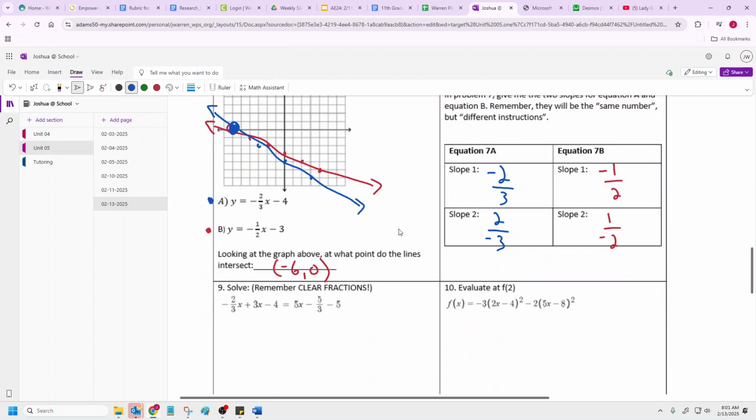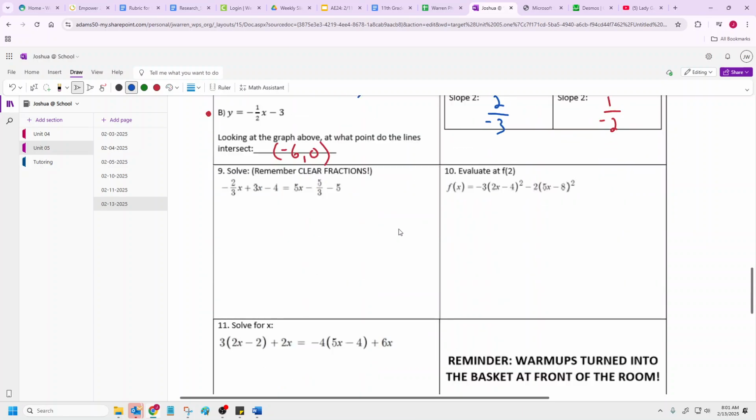All right. Let's go ahead and go to number 9. Check this out. I am showing you a trick on how to clear fractions. When you see fractions in an equation, the first thing you're going to do is ask yourself, do they have the same denominator? And you're going to look. And if they do, you're going to go ahead and pull out this clearing fractions trick.